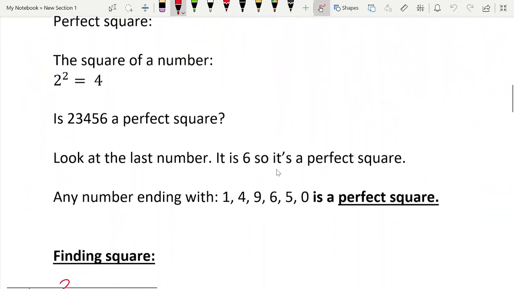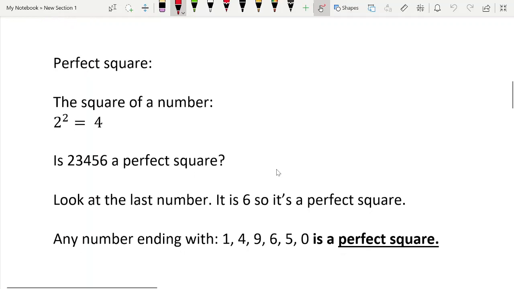Now what is a perfect square? A perfect square is basically a number which is the square of another number. Meaning if you have 4, then 2 square is equal to 4, meaning 4 is a perfect square. Now if you have a very big number like 23456, how are you going to figure out if it's a perfect square or not? Look at the last digit, it's a 6, so it could be a perfect square.